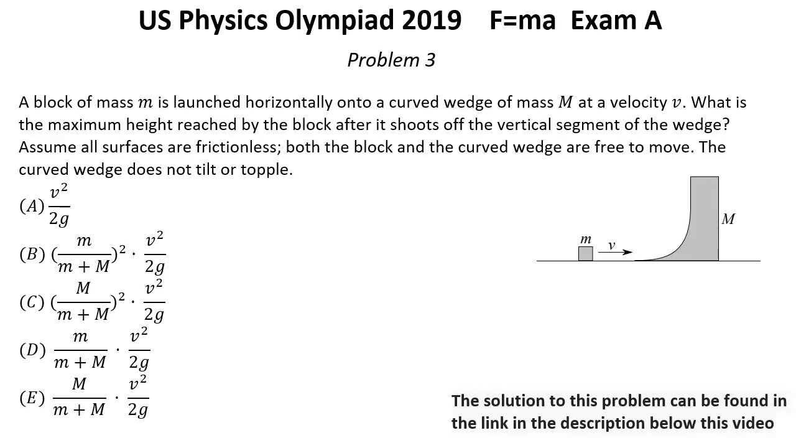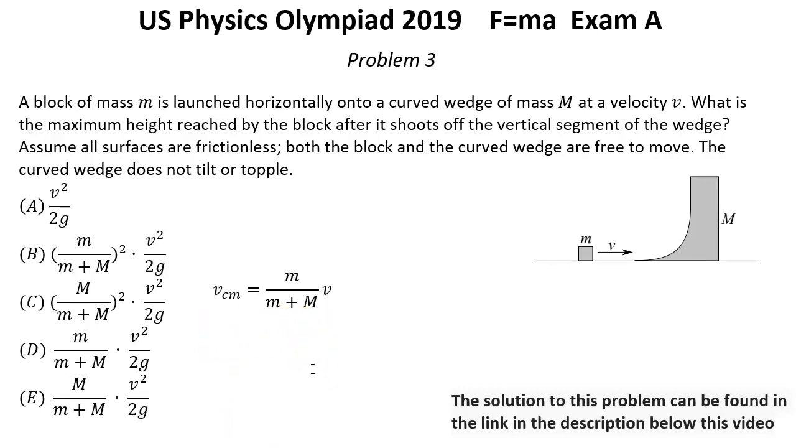Solution for problem number 3. First of all, here we can use energy conservation and momentum conservation. This small block will reach the highest position when its speed is equal to the speed of the wedge. It means that we can find the speed of the center of mass of these two blocks when they move with the same speed. That will be this expression.